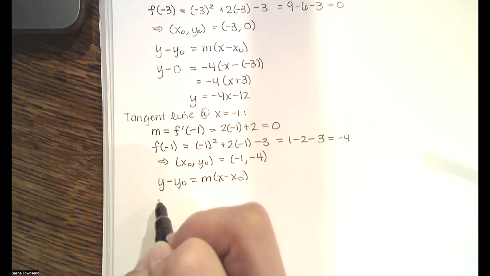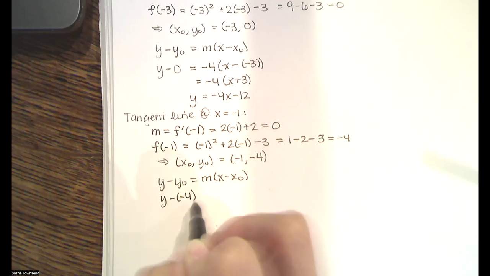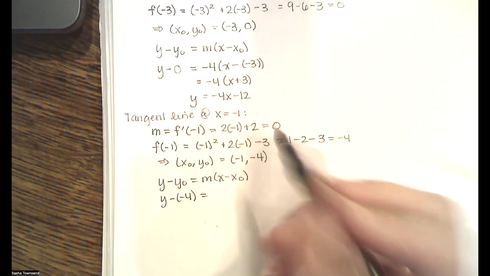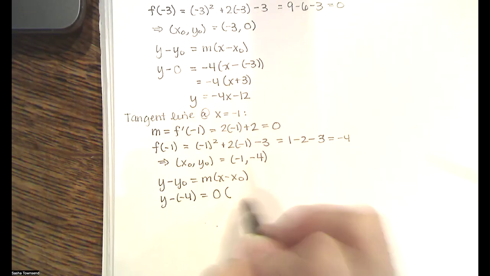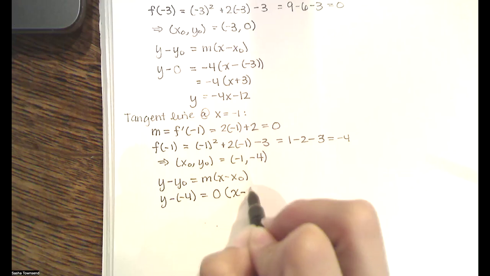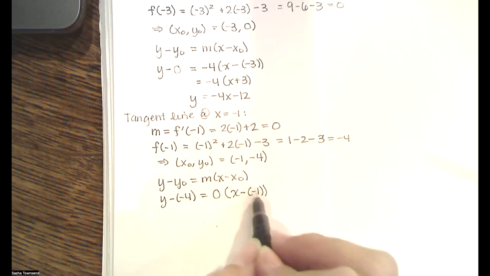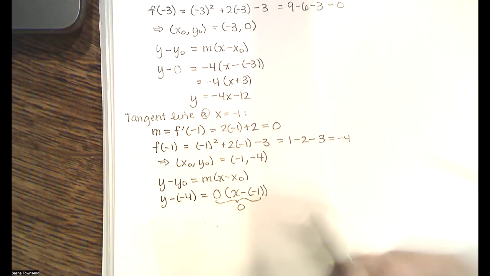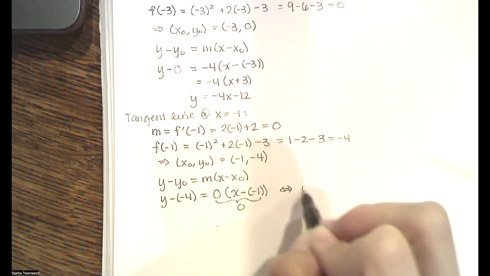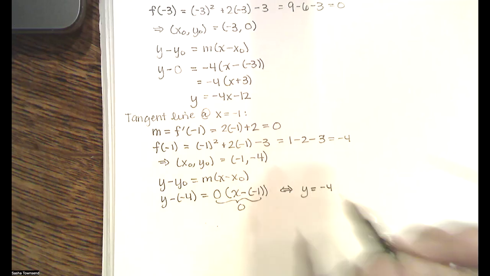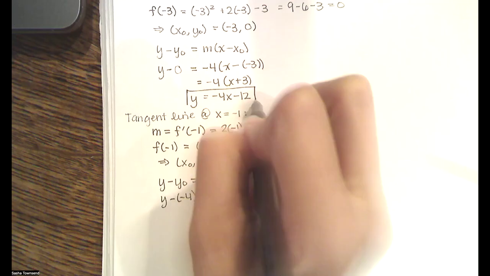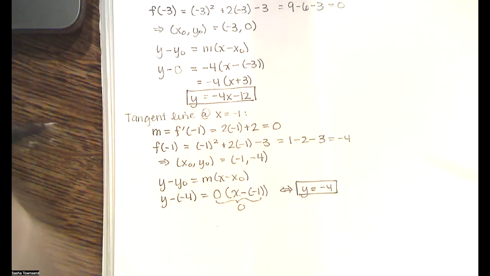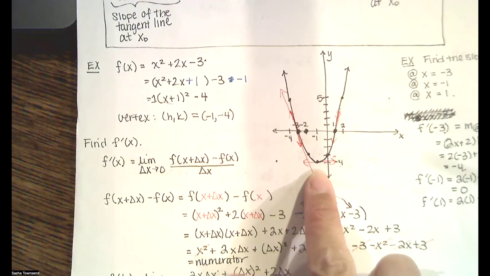Super simple, very easy. And the slope was, in this case, 0. I have 0 times something, which is of course 0. I have y plus 4 equals 0, which corresponds to y equals -4. So it's a horizontal line. And if we look at our graph, that's consistent with our picture.